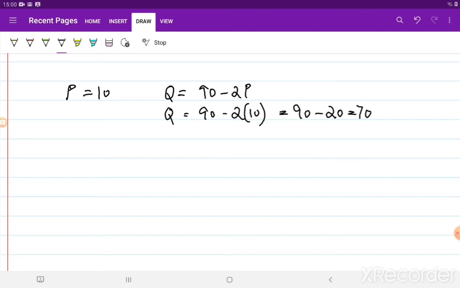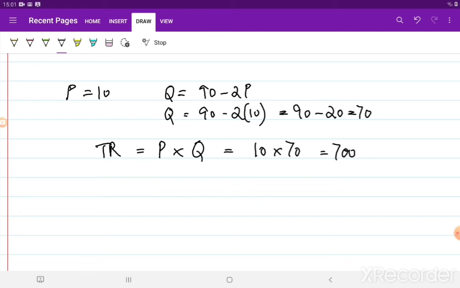The other question paper, same demand function, same price, but I had asked for total revenue. So if it is total revenue, it will be price times quantity. Your price is 10, your quantity was 70, so 700. So I think most of you have got this correct. Only some people were a little careless. They didn't read the question properly, so they must have given us the wrong answer.